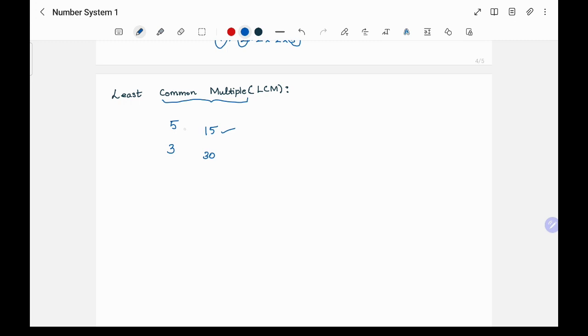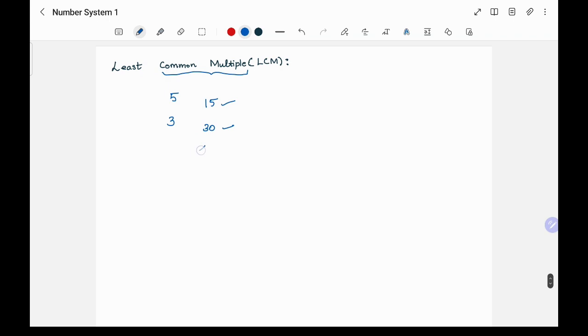Again, 30 is divisible by 5 and it is divisible by 3. So 30 is also a common multiple. Similarly 45, 60. So if you find 15, then any multiple of 15 is also a multiple of 3 and 5, correct? So this is the concept of common multiple. Common multiples of 5 and 3 are 15, 30, 45 and so on.